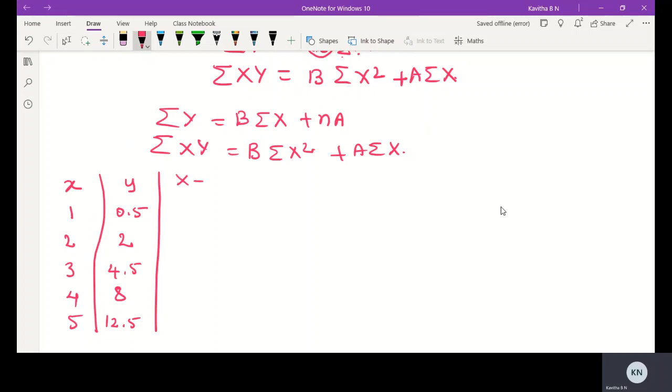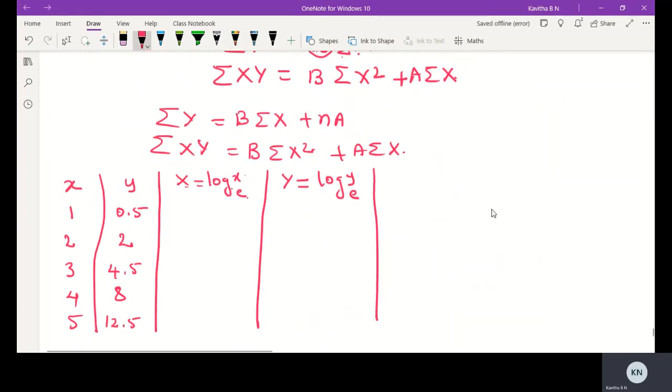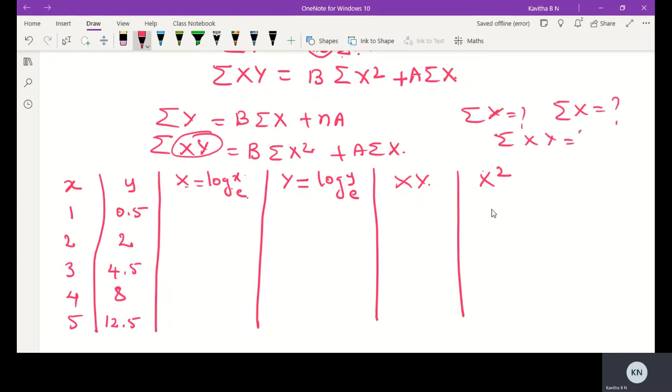Then capital X is equal to log x base e. Capital X is nothing but log x base e. Then capital Y is nothing but log y base e. In the next two columns, we need to find capital XY and also capital X square. In this we need to find summation of y, summation of x, summation of xy, and summation of x square.